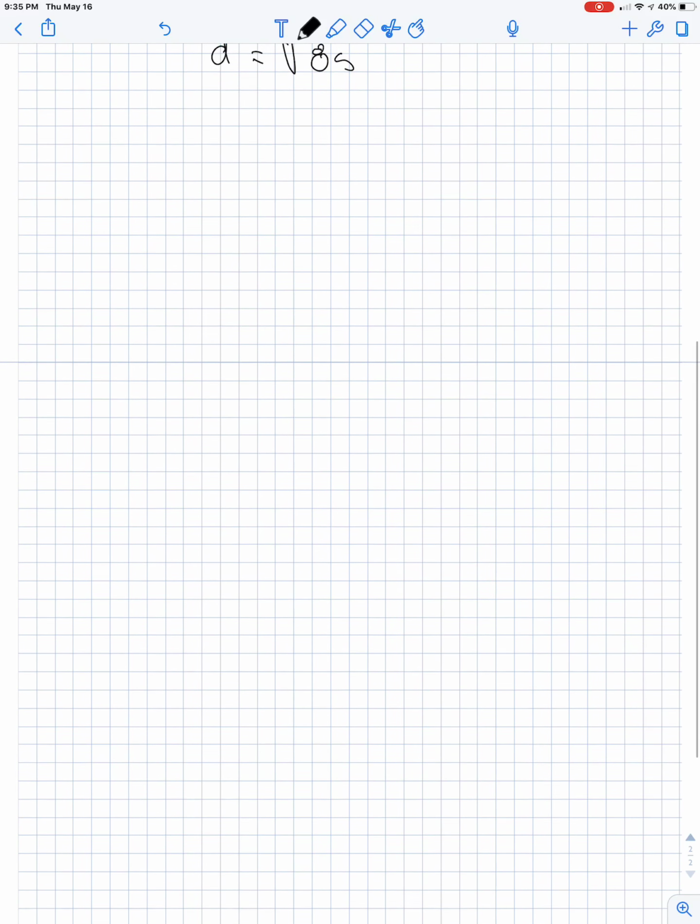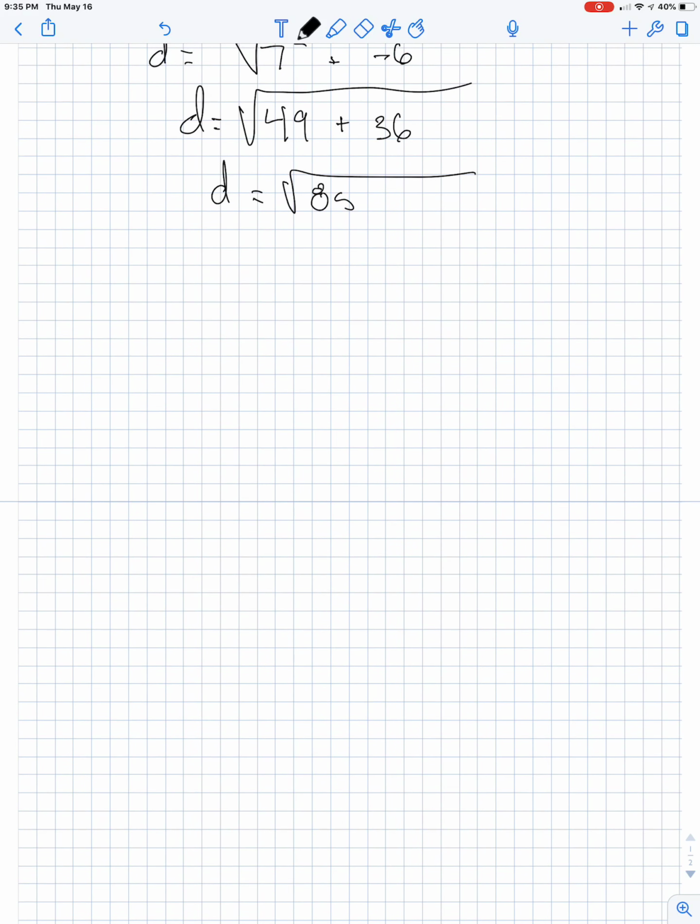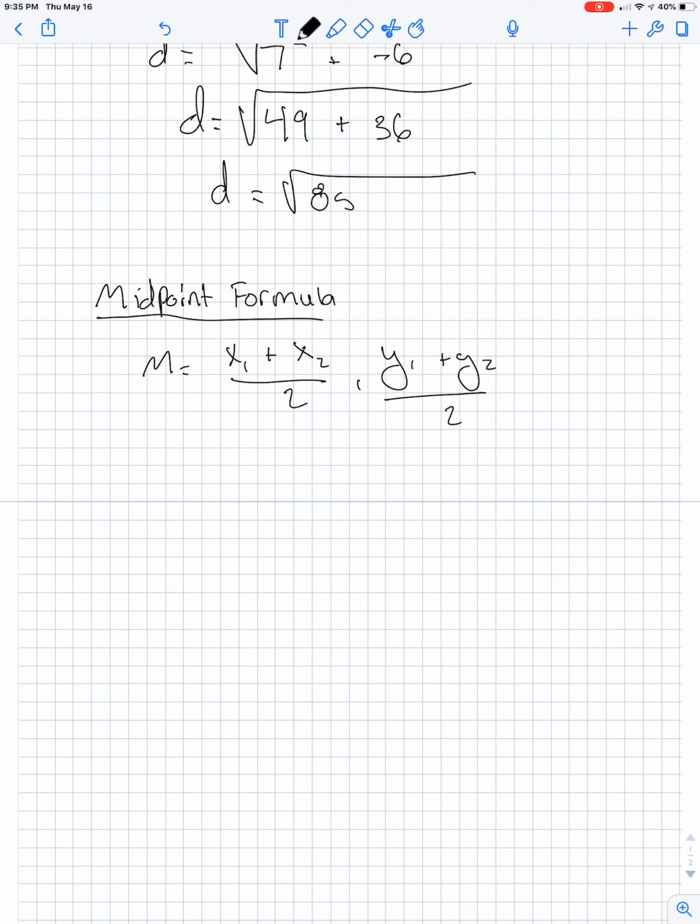So again, down here I'll write out the midpoint formula. Alright, midpoint formula is M equals x1 plus x2 over 2, comma, y1 plus y2 over 2.